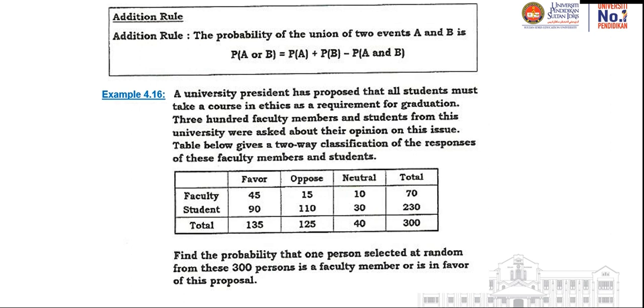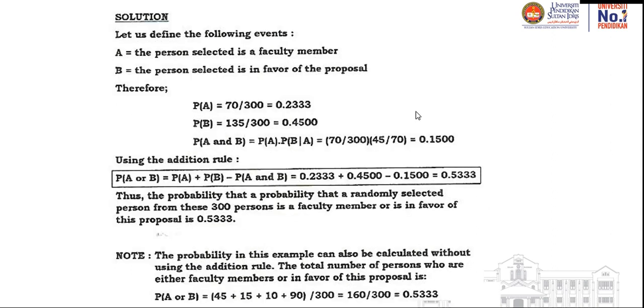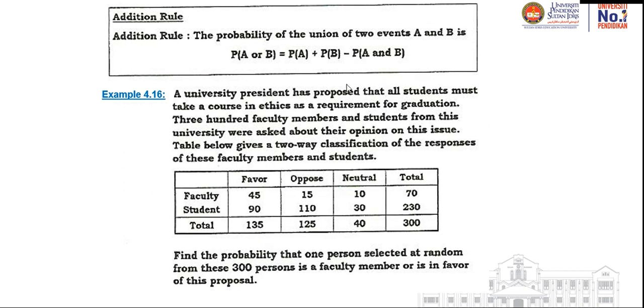So let's look at the example for 16. A university president has proposed that all students must take a course in ethics as a requirement for graduation. 300 faculty members and students from this university were asked about their opinion on this issue, and the table below gives a two-way classification of the response of the faculty members and students. Faculty member here represents academician or lecturer. So for this we have faculty, student, favor, oppose or neutral.